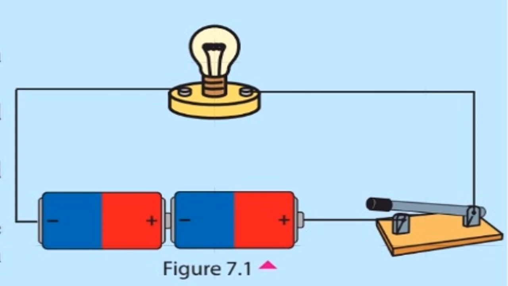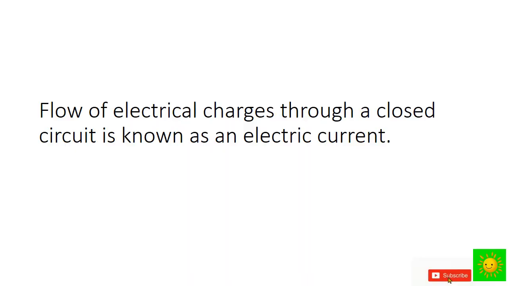The electric current produced in the cells when the switch is closed flows through the conductors of the circuit. The bulb is illuminated because current flows through it. When the switch is closed, the current flows in the circuit, then the bulb is illuminated. When the switch is open, the current is not flowing, so the bulb is not illuminated. Flow of electrical charges through a closed circuit is known as an electric current.